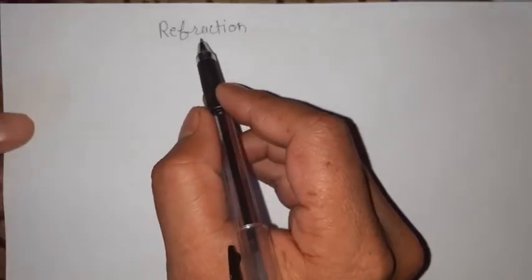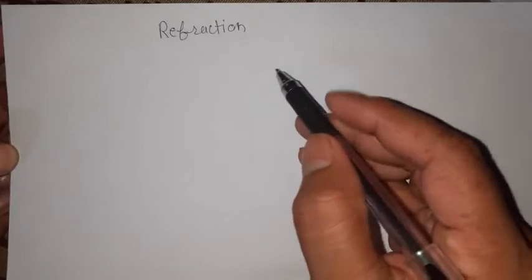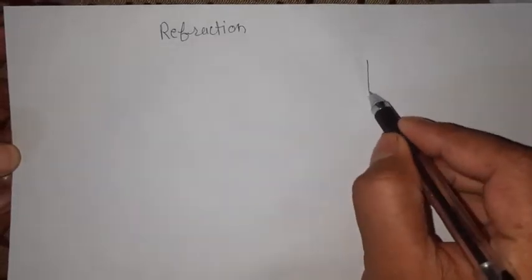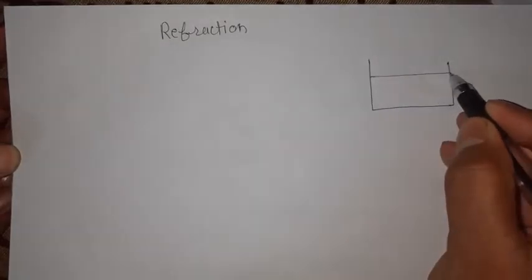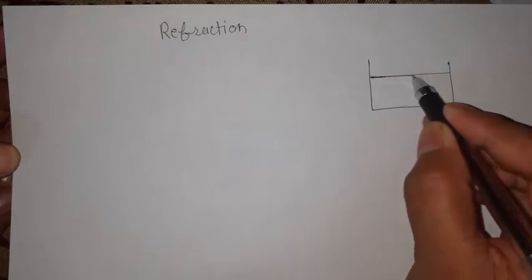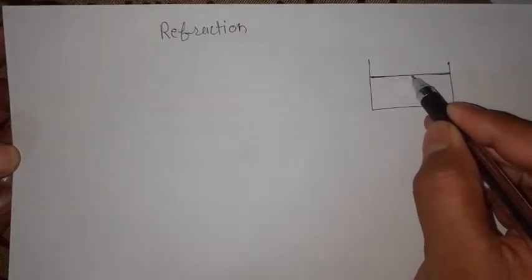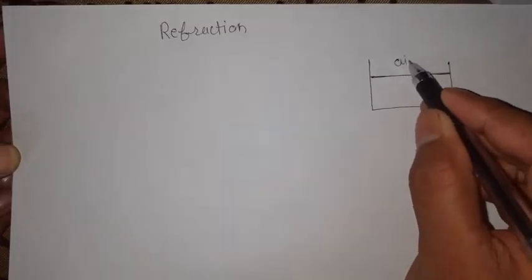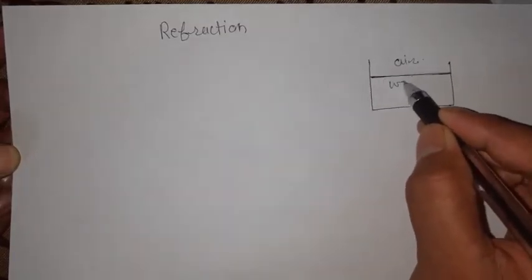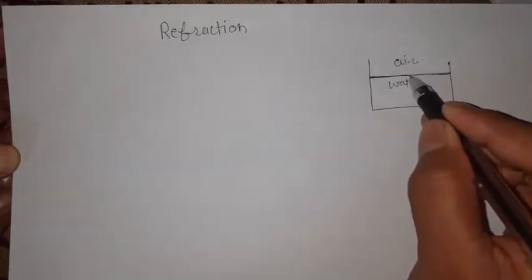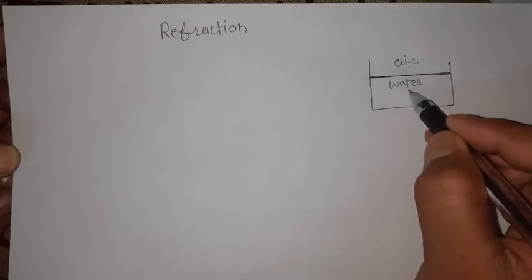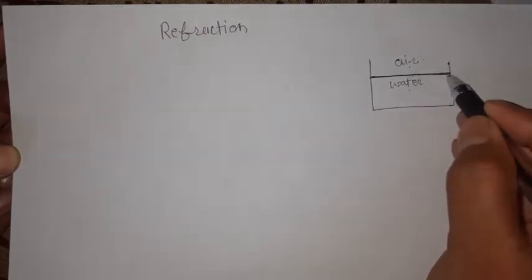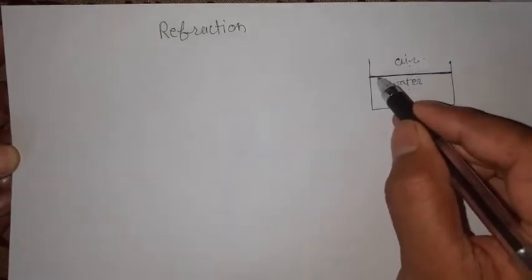So why did this happen? Let us learn about refraction. For this purpose, students, as we have seen, we had a container and we filled it with water. This is the level of the water. Here you will find that above this line there is air, and below this line there is water. This line separates air from water.